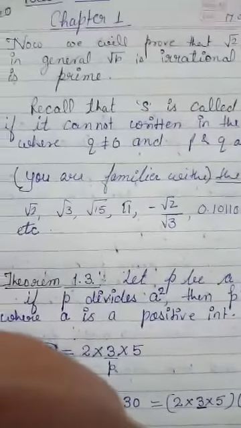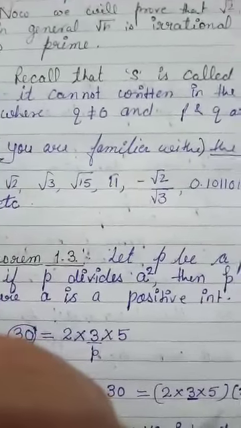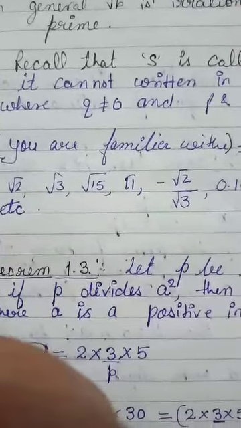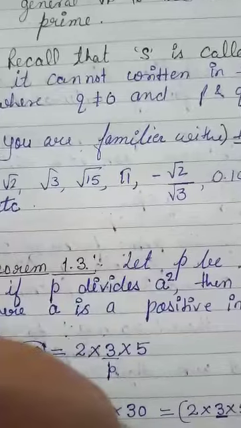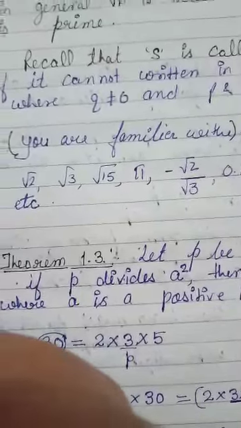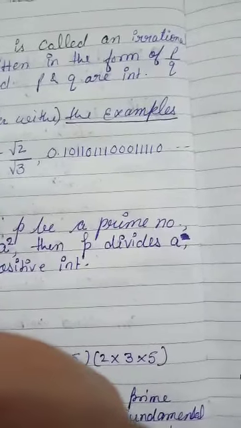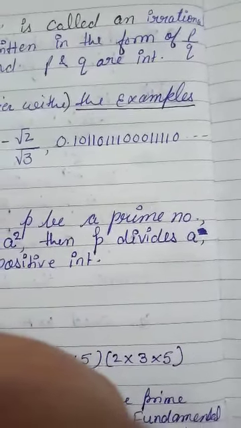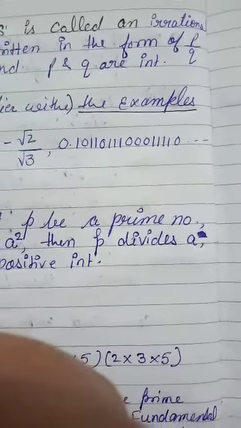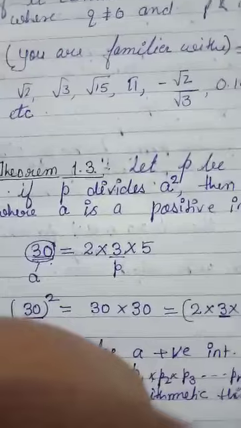Irrational numbers are those which cannot be written in the form of P by Q, where P and Q are integers and Q is not equal to 0. Or once again I am telling you what is irrational number. Non-terminating and non-repeating decimals are known as irrational numbers. For example, root 2, root 3, root 15, pi, minus root 2 upon root 3, 0.1011011101110 and so on are the few examples of irrational numbers.